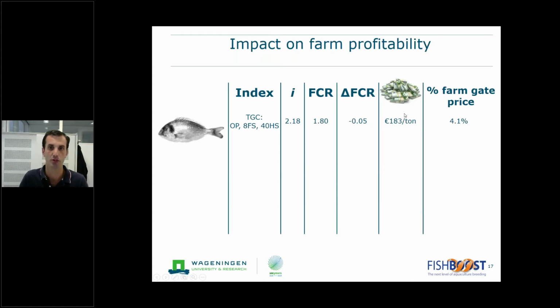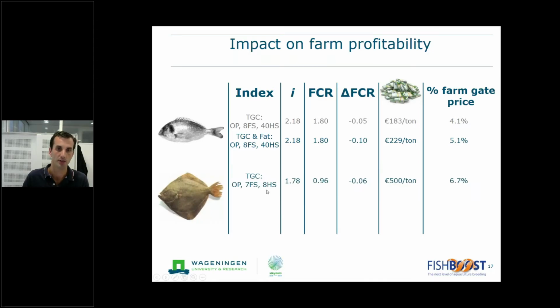Overall, the response to selection in euros per ton is 183 euros, which is 4.1% of the farm gate price. Now, if we have an alternative selection index where we also include fat content, you see that we double the response to selection in feed conversion ratio, which increases economic gain. And also relative to the farm gate price, economic gain is higher.